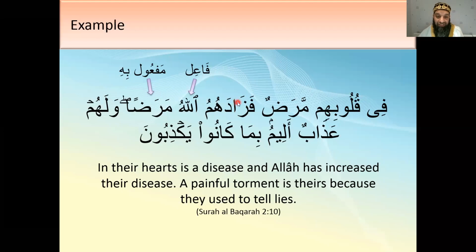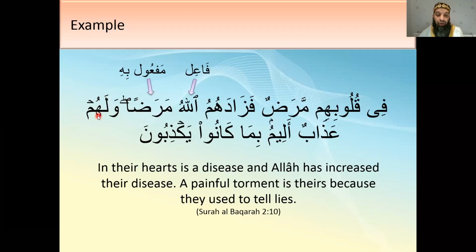Right, so fazada, so he increased them. Who increased them? Oh, Allah. Allah is the doer of the verb because Allah is marfu. So Allah increased them. Maradan, in what? What was increased? The disease. So Allah increased them in the disease. Yep, so that's the example of the doer, and that's the thing that the verb is done to.